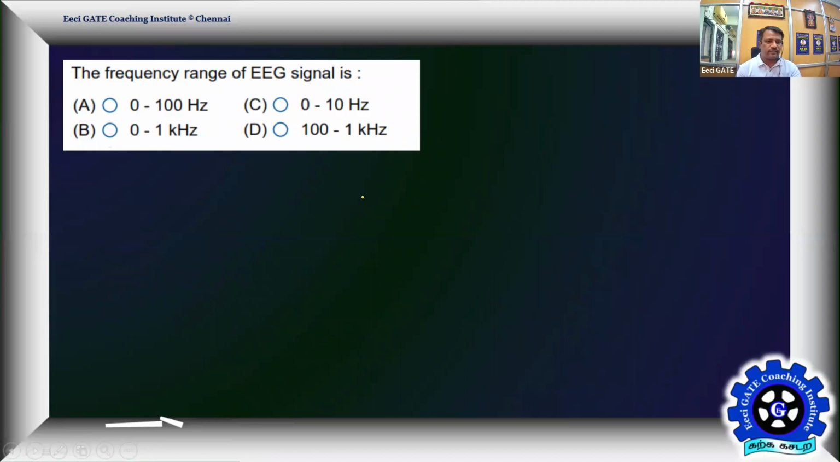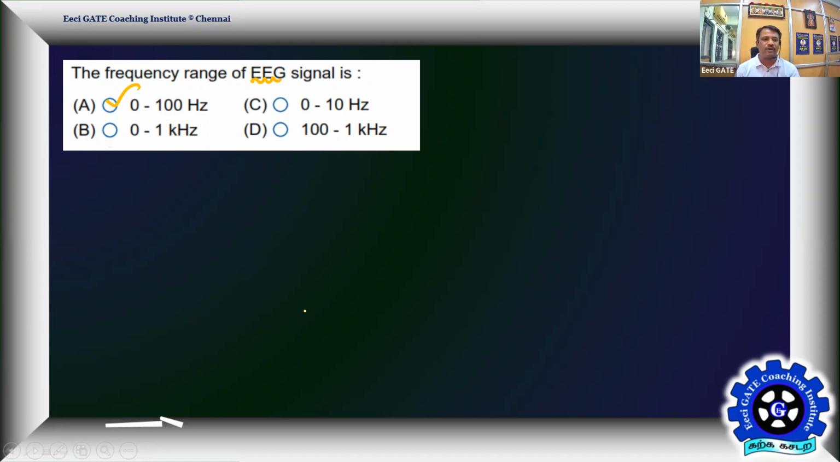Then, the frequency range of EEG signal. No electrical students will have an idea unless you might have studied an elective called biomedical instrumentation. Even if you studied, remembering the range is not very easy, and probably fewer students attempted this problem correctly. Still, you have to go with a guess. The right answer for this problem, as per the reference available in open source, is 0 to 100 hertz.